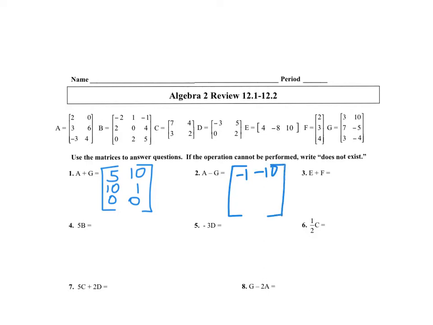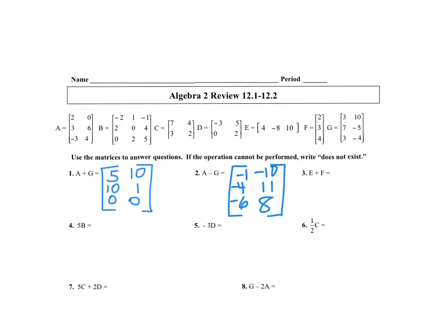Make sure you're doing this in the correct order too. A minus G. 3 minus 7 is negative 4. 6 minus negative 5 is 11. Negative 3 minus 3 is negative 6. And 4 minus negative 4 is 8. Everyone okay? We're good? Did I mess up? Sometimes I mess up. It's easy to make mistakes. I mean, that's really 6 problems in one, isn't it?